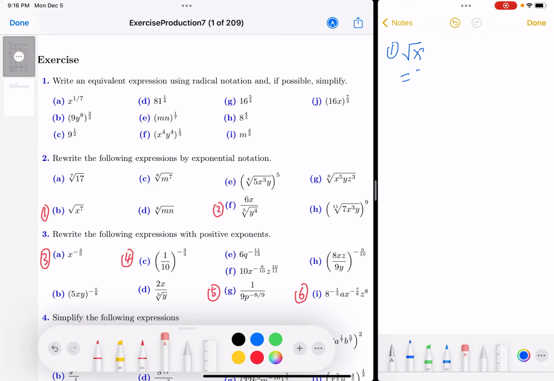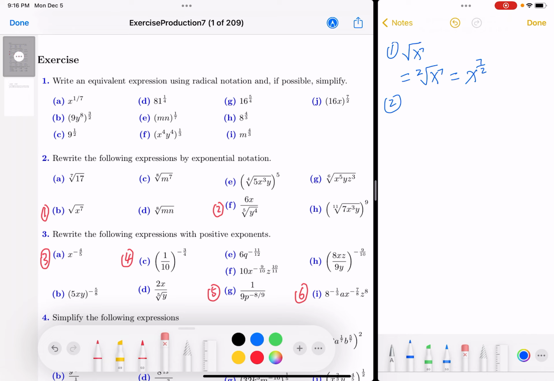Remember, here there is an index 2 if the index is not written. So then we can convert this one to x to the 7/2. That's the first question.